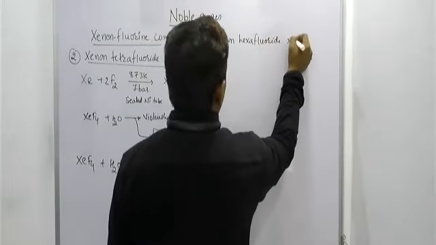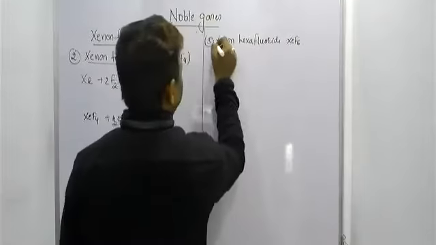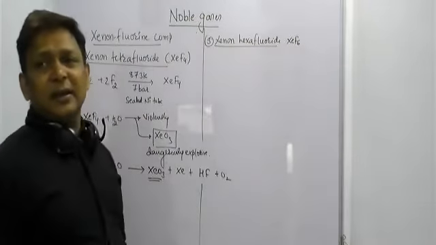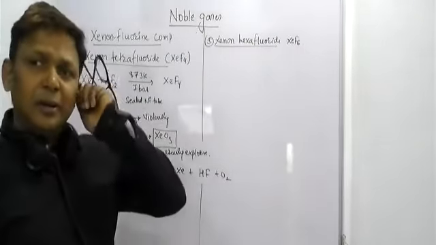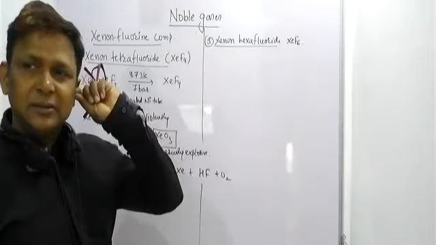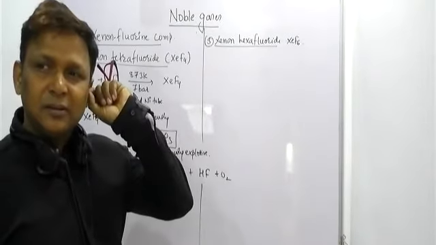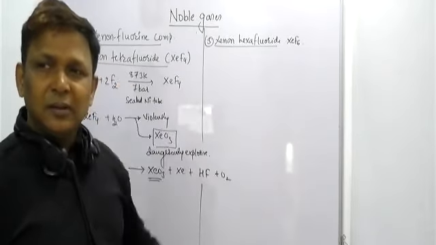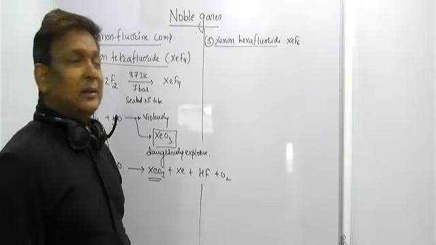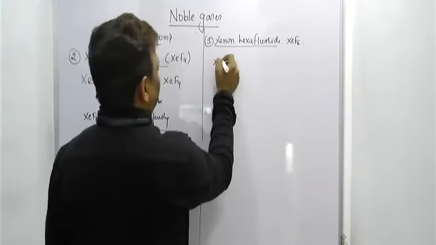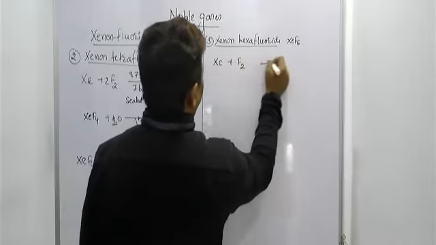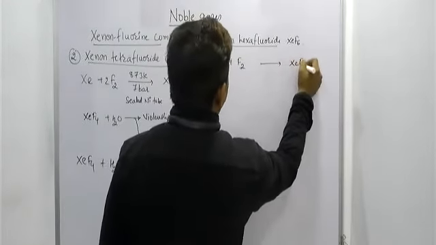But xenon hexafluoride means what? XeF6. Right, beta? In this case, xenon on combining with fluorine gives rise to XeF6.